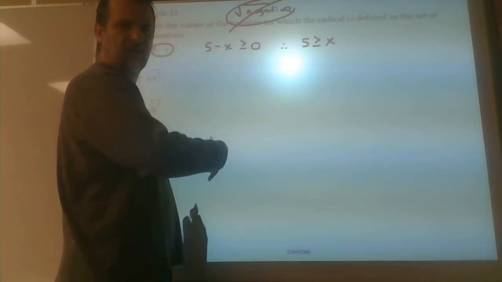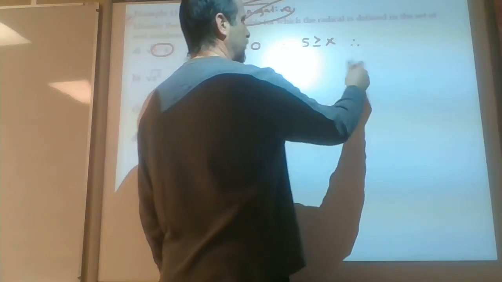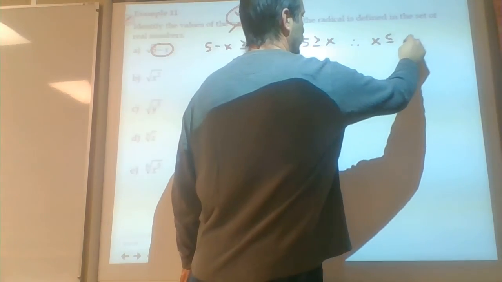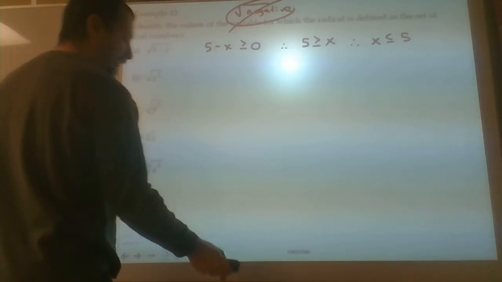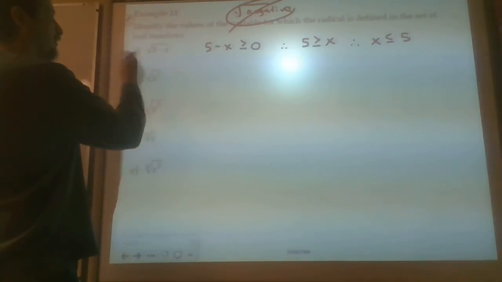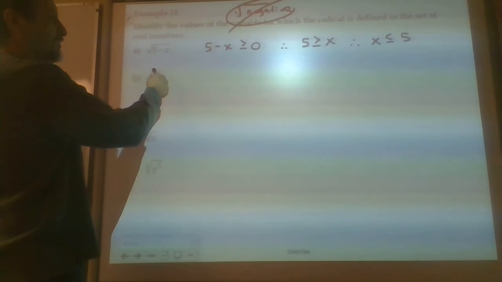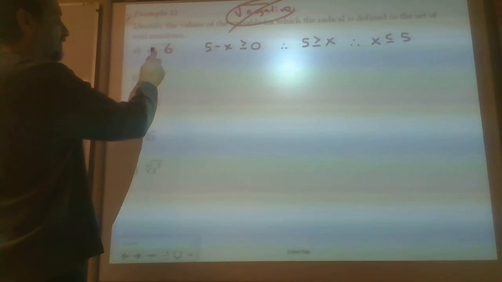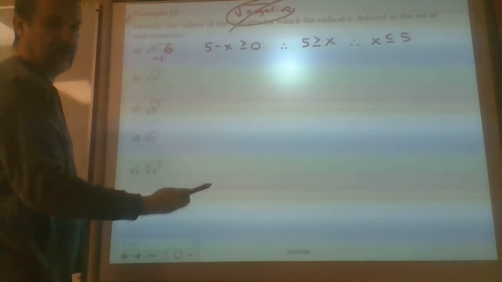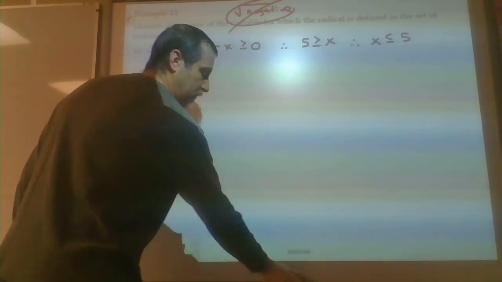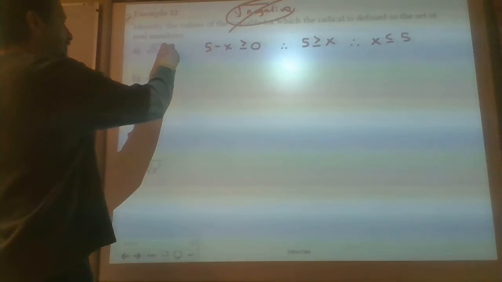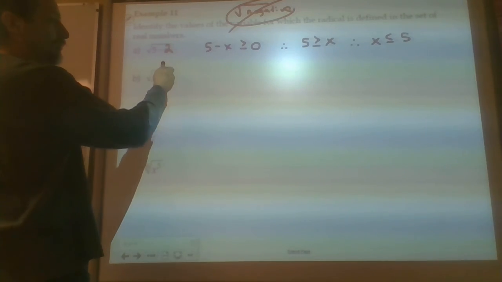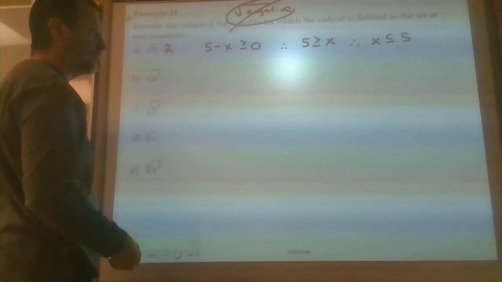That's written backwards. We like our variable first. So we just flip the whole thing. So x is less than or equal to 5. So for this expression to work, x has to be less than or equal to 5. What happens if x is greater than 5? Well, if x becomes 6, 5 minus 6 is -1. Incorrect answer, error on your calculator. But if x is less than 5, if it happens to be 2, 5 minus 2 is 3, and we can find the square root of 3.